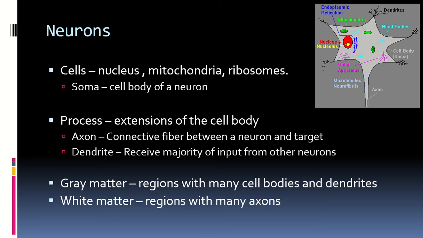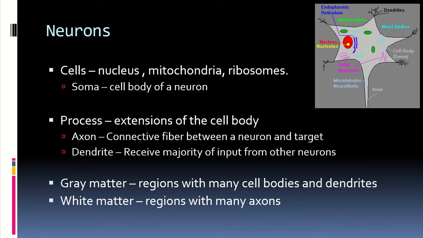Neurons, they are cells in your body. They look quite different than many of your other cells, but like any true cell, neurons do in fact have a nucleus, they do have mitochondria, they do have ribosomes, they do have organelles. They also have what's called a soma, which is a cell body of a neuron. So essentially looking at the casing housing that cell.